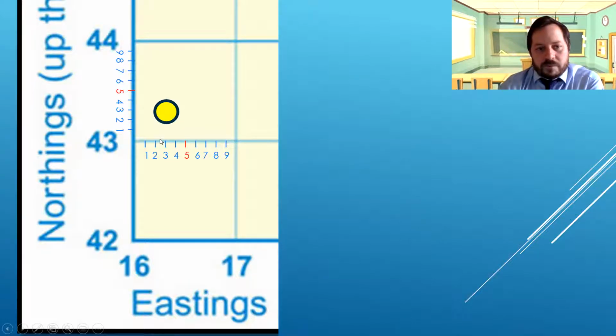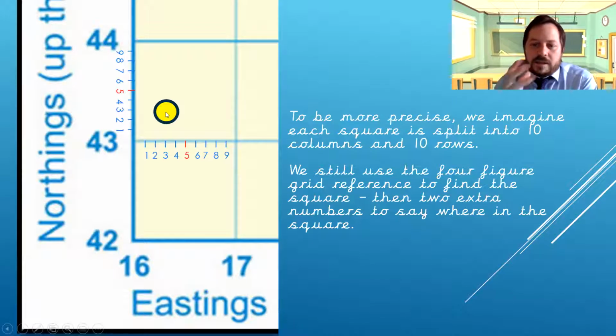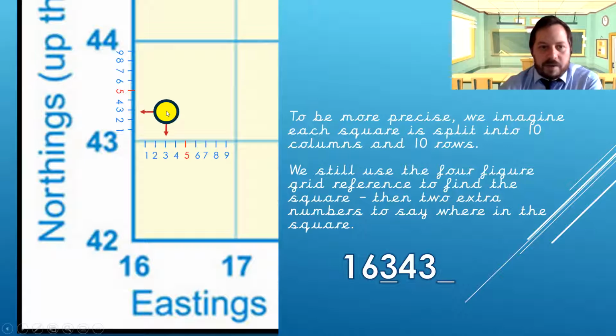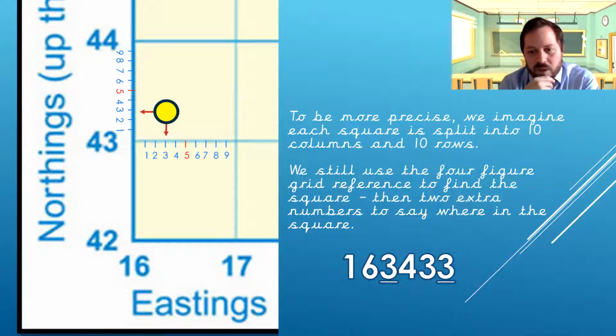And what we do is we say roughly where along each line it is. Remember, doing easting first, so we do 16 and then how far along we want to go. So I'd say probably 16.3. And this is just to be more precise. So 16, probably 3. And then 43 we got here, going up probably again 3, which will give me 163 and 433.